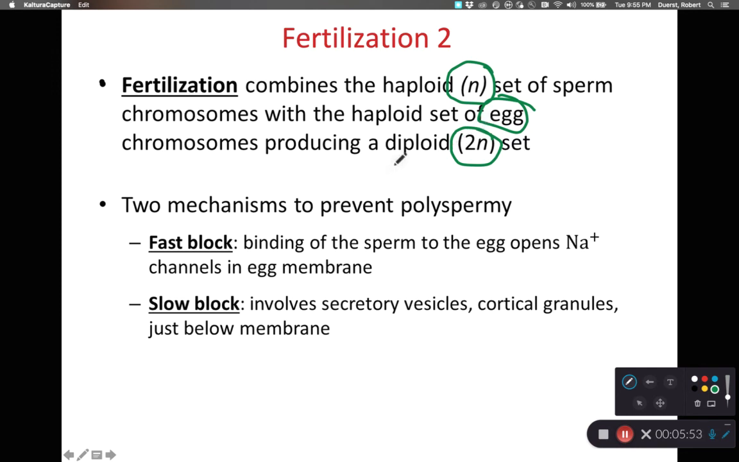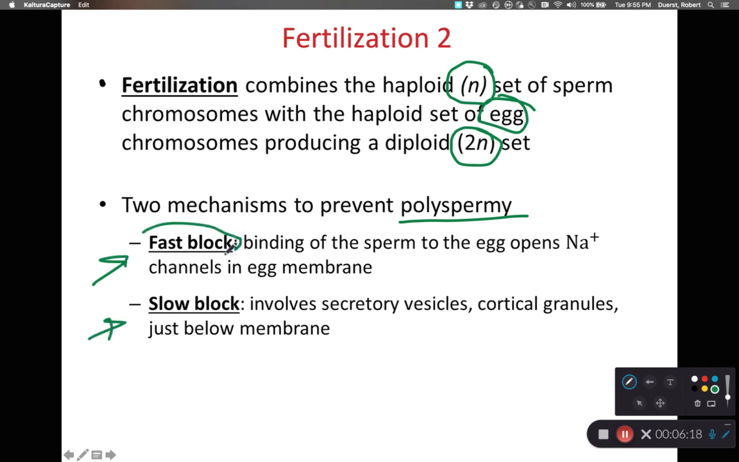And we don't want extra sperm getting into that ovulated egg, because if too many sperm get in, we'll have too many chromosomes. We'll have polyspermy, which basically results in a non-viable pregnancy. The embryo will not make it to the fetus stage. And there are two ways that we keep extra sperm out. We have the fast block and the slow block.